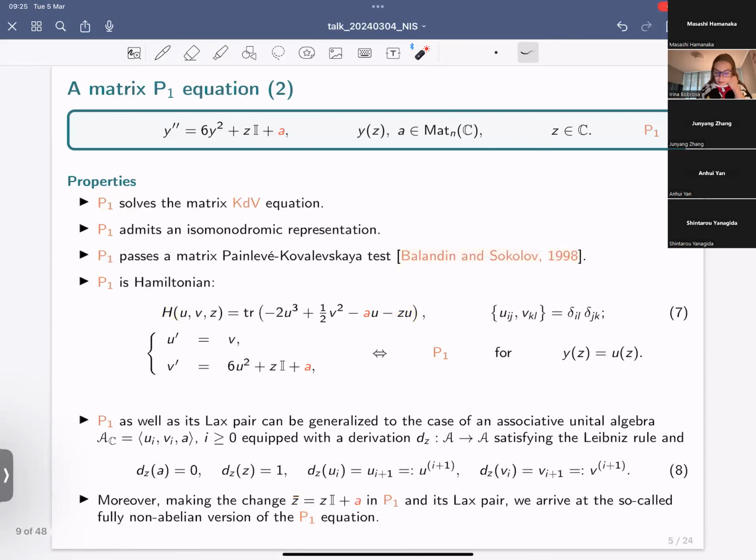What I want to add is the following. If we look at this equation more precisely, we can see that we actually don't use the specifics of the matrix algebra. It means that we can generalize this case to an arbitrary associative unital algebra equipped with a derivation. So this map should satisfy the Leibniz rule. It's a crucial property of this map.